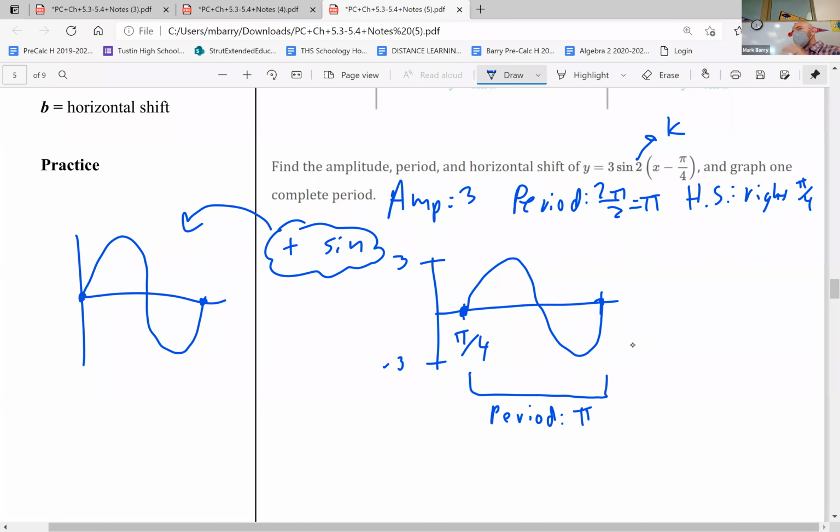And so if you want to find that last point when you have a left-right shift, the best way to find that last point is to do where did you start plus what's the period length? So when we were starting at 0, obviously we just used the period length because 0 plus anything is the other thing, right? But if we're starting at pi over 4, we need to use that to add to pi to get the last point.